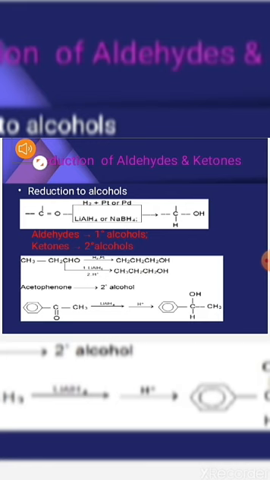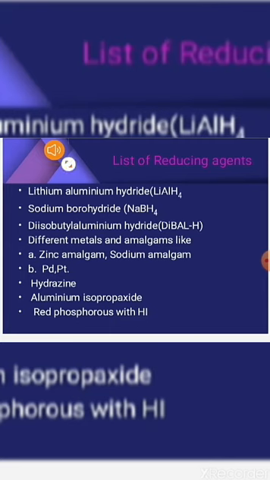Another important property of aldehydes and ketones is the reduction reaction. That is possible in presence of different reducing agents. When aldehydes are reduced, they form primary alcohol, while when ketones are reduced, they always form secondary alcohol. Here is the list of reducing agents. Different types of reducing agents are there. Some reduce up to alcohol and some reducing agents reduce up to alkanes.